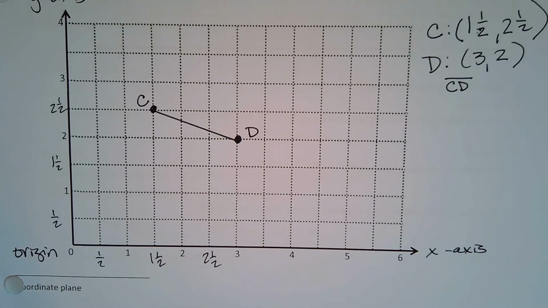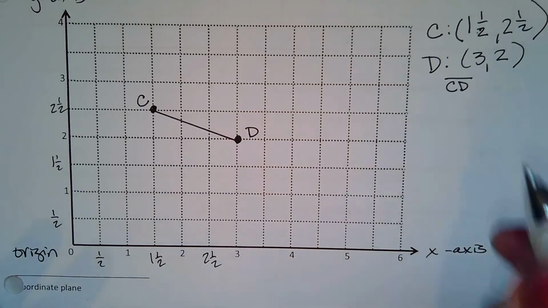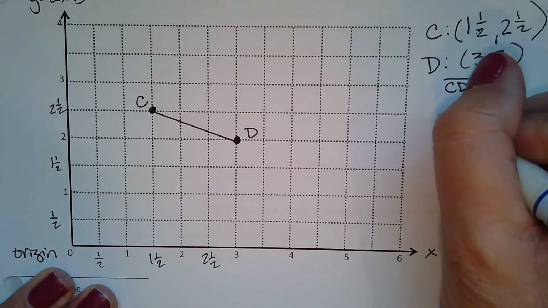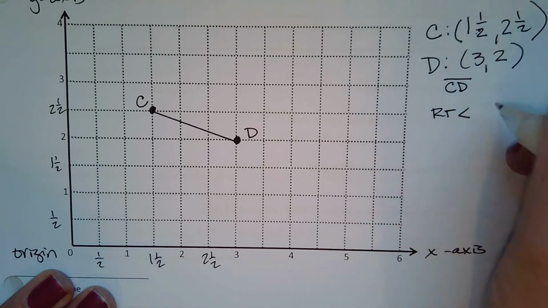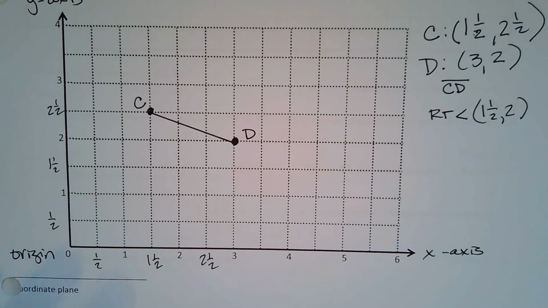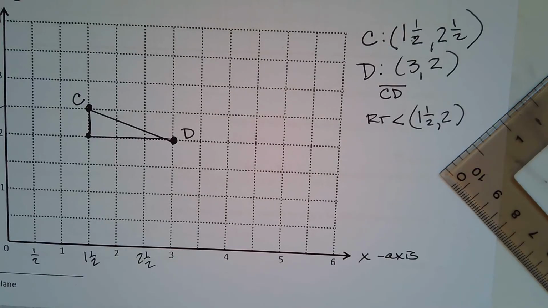Now, I want you to try to envision a right triangle that has CD as its longest side, and its right angle is going to be at 1.5 and 2. Can you find it, and can you complete the right triangle? Try that and come on back and check.